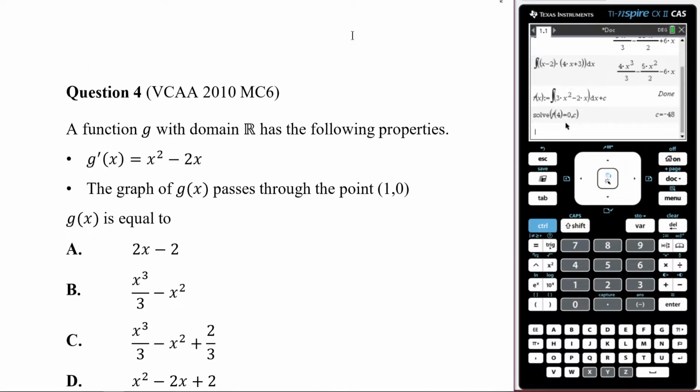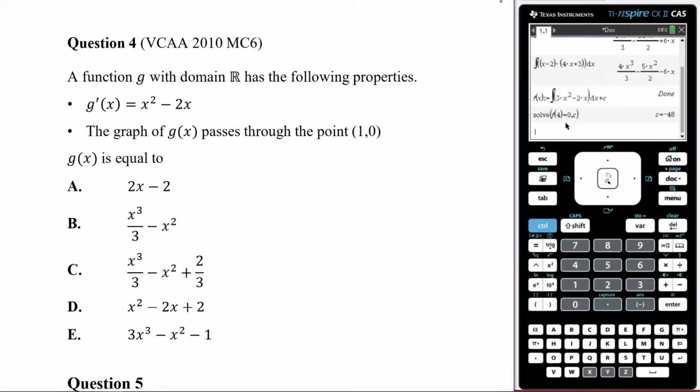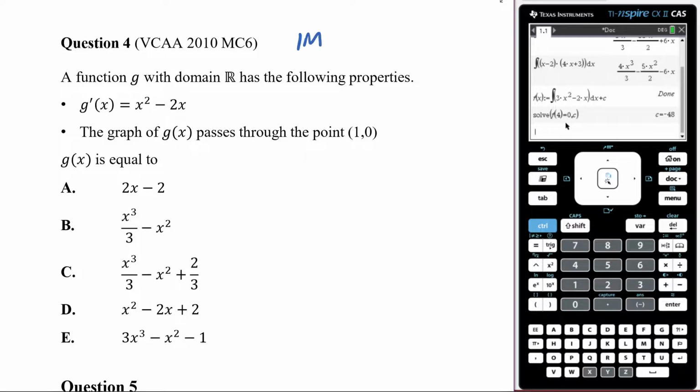Now let's go to the next one. And would you look at that? It's the same thing again. You might think that this is an important skill, something that you need to know, not only for your upcoming CAT, but also for your exam as well. The function g with the domain R has the following properties. Here's the derivative. The graph of g of x passes through the point 1, 0. So they've given you the derivative, they've given you a point. Find g of x. We're going to do the same thing.